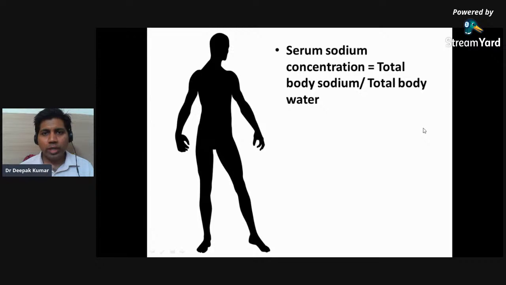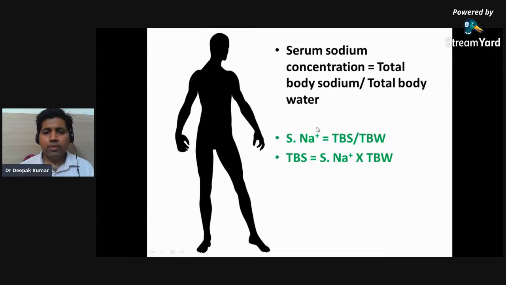So to break this into an equation, we will make it like this. You see here, serum sodium concentration is equal to total body sodium divided by total body water. Serum sodium is something which we can measure in labs. Total body sodium is something which we don't find. We have a range, but we don't use any test to measure total body sodium. Total body water is calculated. For any given body weight, we can calculate total body water, which I'll be discussing in the next part.